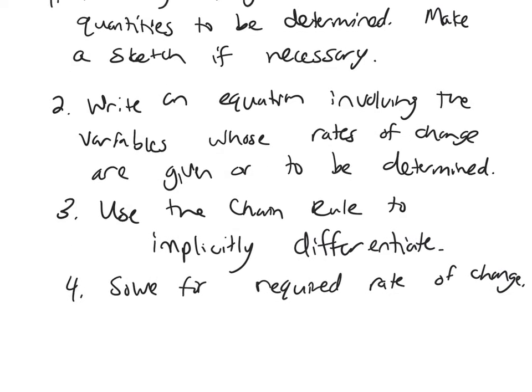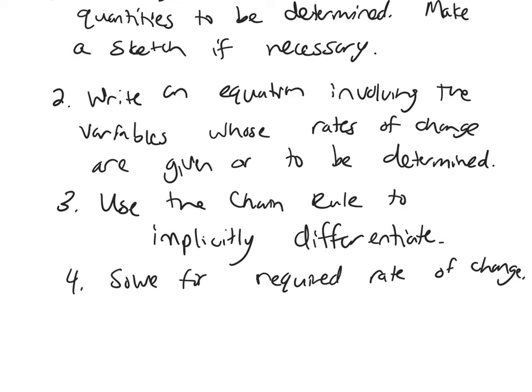So this is always the procedure you're going to go through as you identify what you know and what you need to know. Write down an equation involving your variables. Use the chain rule to implicitly differentiate and then solve for what you're asked to find.